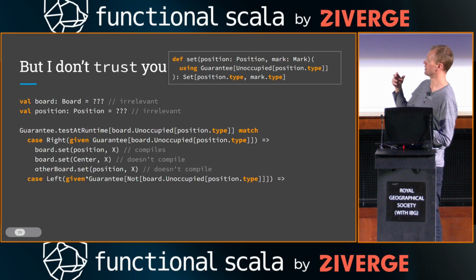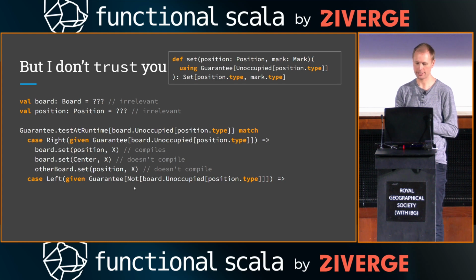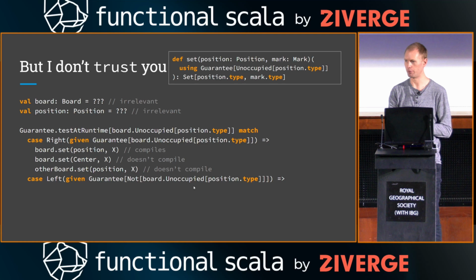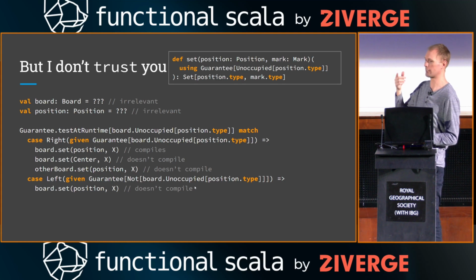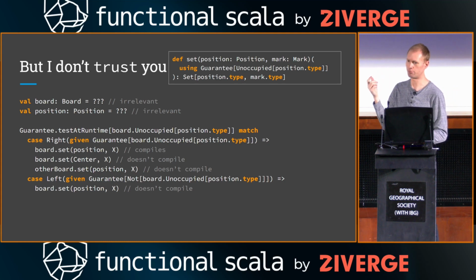In the case of left, we'll actually get a guarantee back, but it's going to be the opposite of what we want. So it's guaranteed that it's not unoccupied. Maybe we make a type alias called like occupied at that position. In that case, if we still try to set it, it's not going to compile because we don't have the guarantee in scope that we need to have.